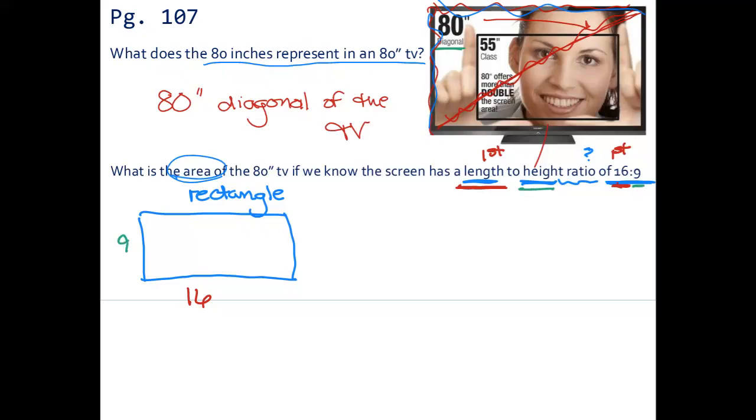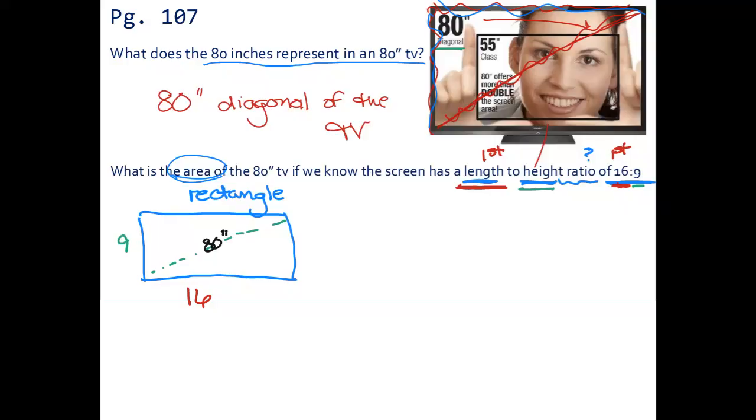Now, what does that mean? Does that mean I have a 16-inch long television screen? But they just said it was 80 inches on the diameter. How does that work? I keep saying diameter. Diagonal. So this is 80 inches on the diagonal.